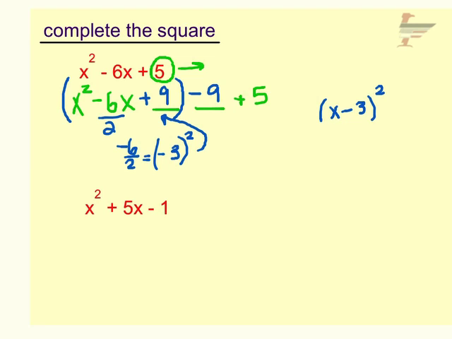And then the last thing we have to do is just combine these terms on the end, this negative 9 plus 5. Well, negative 9 plus 5 is a negative 4, so minus 4.